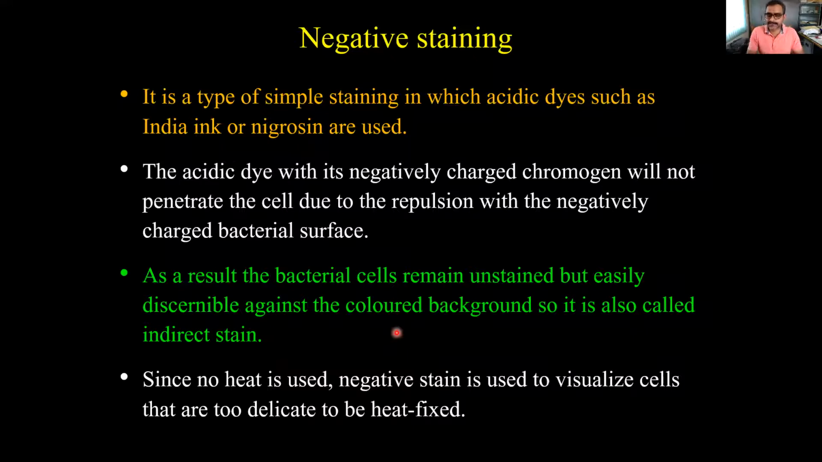Next one is negative staining. It is a simple staining technique in which the background is stained, whereas the bacterial cells are not stained. So against a dark background, you will see the bright colored bacterial cells. Here also you can see the shape and arrangement of the bacterial cells, and if you require, you can also measure the sizes.